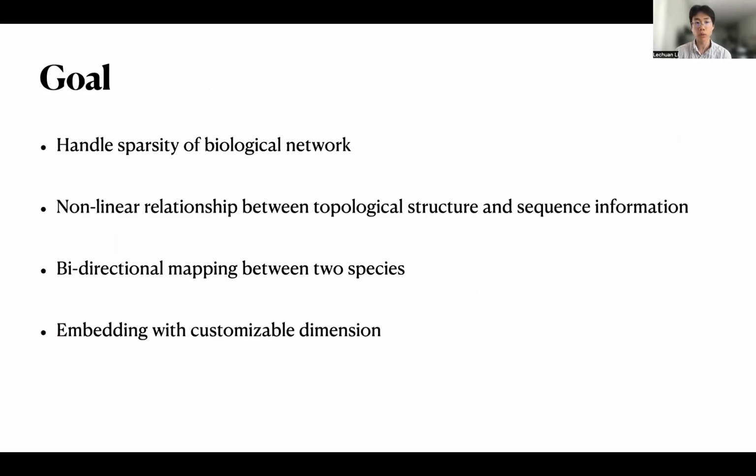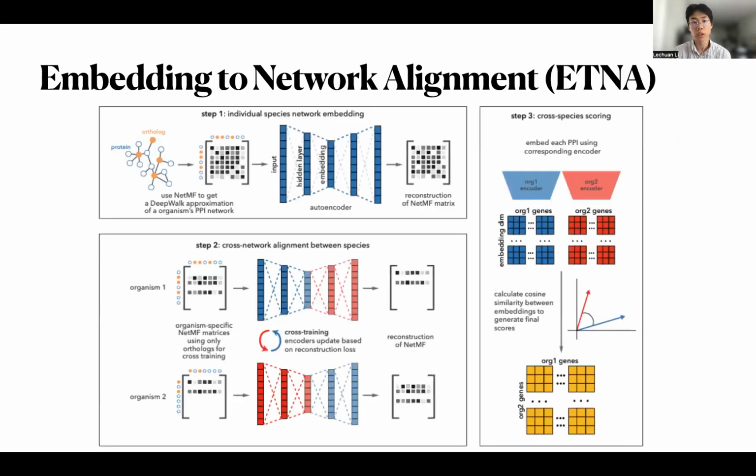So we want to design a method that can handle the sparsity of biological networks and also capture the nonlinear relationship between topological structure and sequence information. Then it should have a bidirectional mapping in the alignment, which means it will give a consistent result for a certain species pair. And finally, we want embeddings with customizable dimension, which is good for downstream analysis. Therefore, we propose our method, embedding-based network alignment. We call it EDNA, which mainly has three steps shown here.